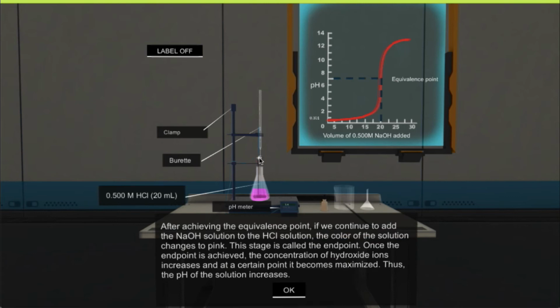After achieving the equivalence point, if we continue to add the sodium hydroxide solution to the hydrochloric acid solution, the color of the solution changes to pink. This stage is called the endpoint. Once the endpoint is achieved, the concentration of hydroxide ions increases, and at a certain point it becomes maximized. Thus, the pH of the solution increases.